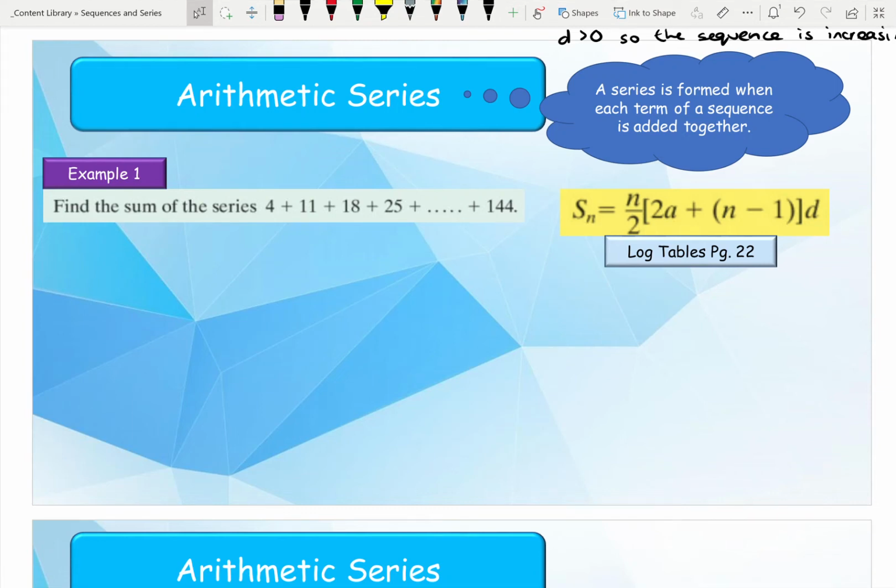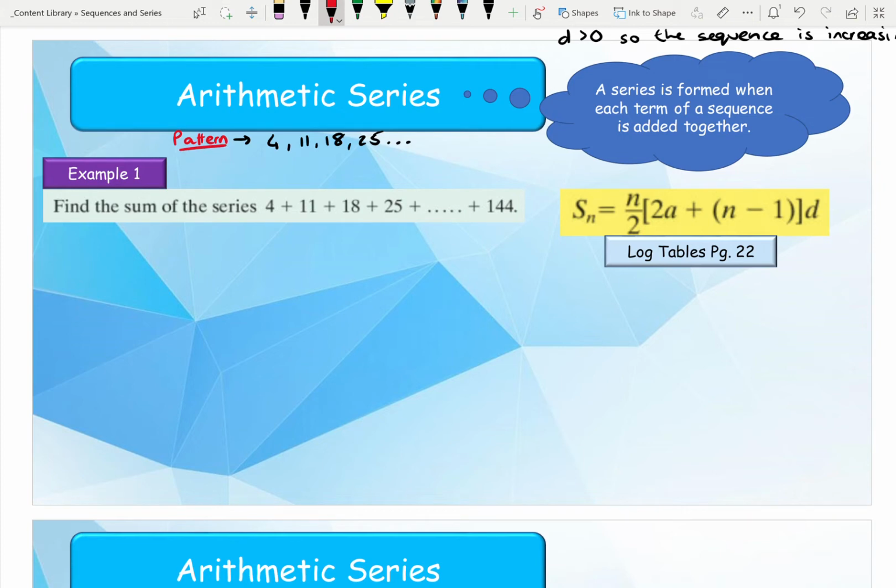Welcome back, guys, and what we're going to be looking at in this tutorial is an arithmetic series. So in the last tutorial we were looking at an arithmetic sequence or pattern. An arithmetic pattern would be written as 4, 11, 18, 25, ... And the reason why it's a pattern, you can see, is that there's a comma in between each, and that's what makes it a pattern or a sequence.